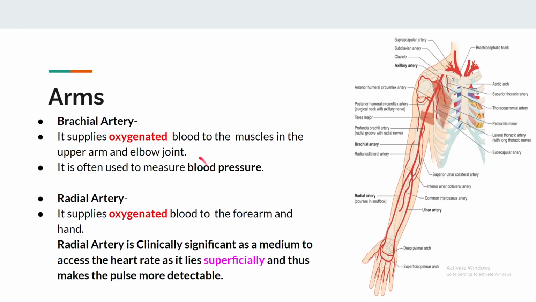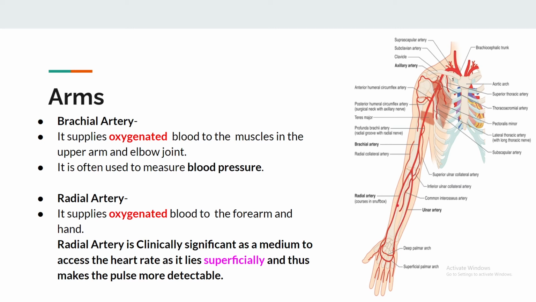Arms. Brachial artery. It supplies oxygenated blood to the muscles in the upper arm and elbow joint. This is the upper arm and this is the elbow joint, and it is often used to measure blood pressure. So, this brachial artery is bifurcated into radial artery and ulnar artery.